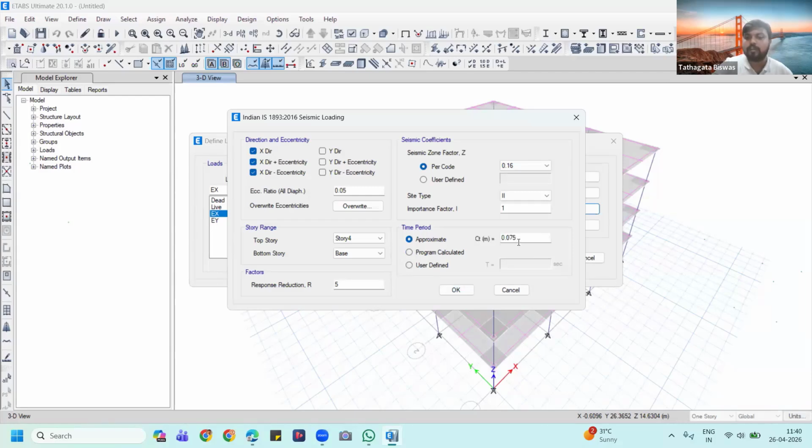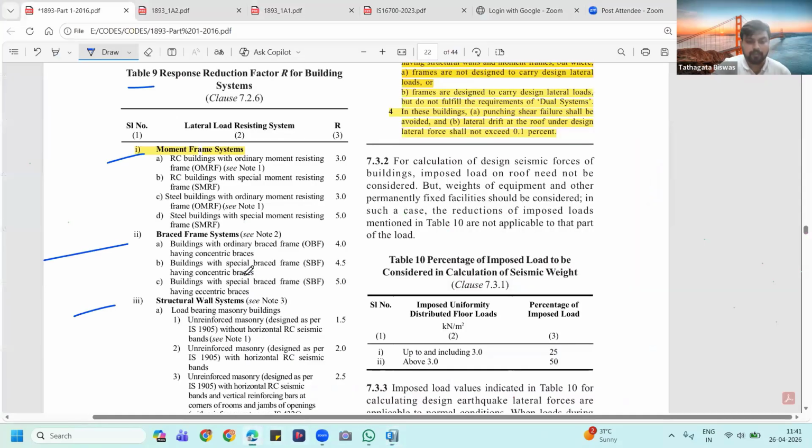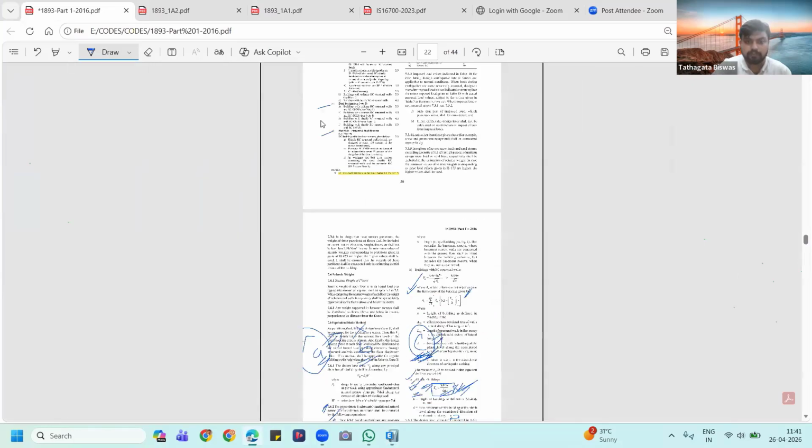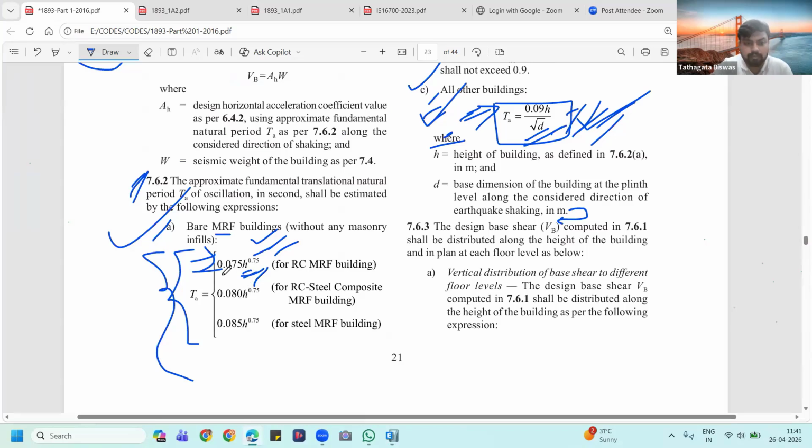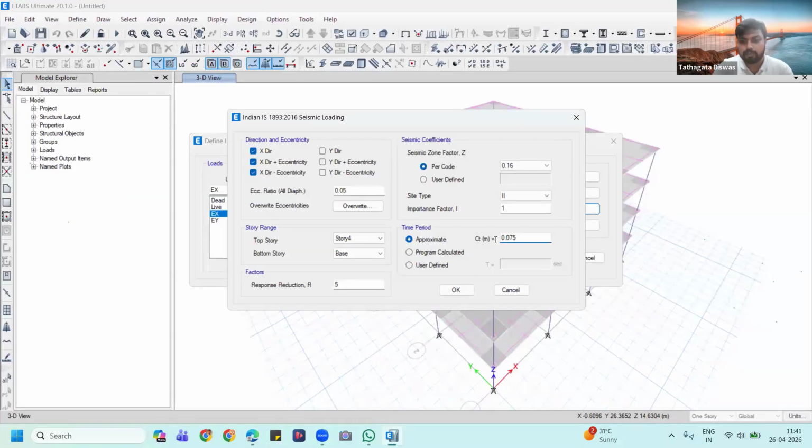Approximate, you can take it for without masonry infill wall panels, whatever the approximate values, like let's say for an example 0.075, 0.08. If your building is coming under this particular region of the values, because H is known to the software, right? So you don't need to really give anything. You just need to give these factors. Then you can use the approximate method and you can change this coefficient and it will calculate the time period on its own. Other than that, you need to go for user defined and you need to calculate the value and provide it.